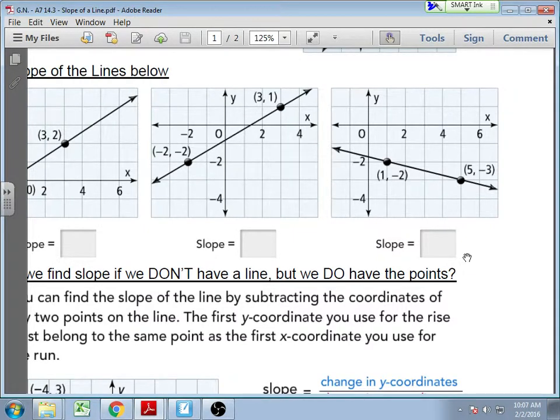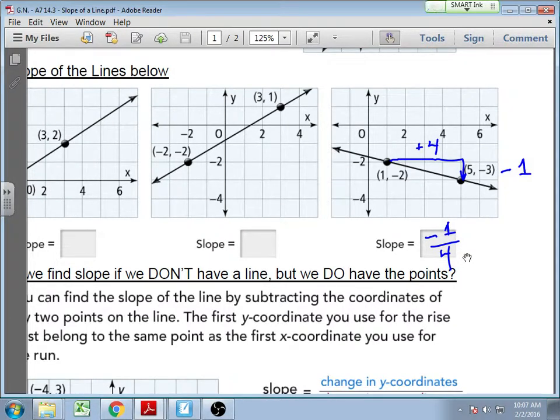So, okay, I don't know if it's negative or not, but that's what I did. So I got 1/4. So my horizontal, I went to the right 4, so that's a +4. But since I went down, that's a -1. So it'd be a -1/4. Like we mentioned briefly yesterday, all lines that are increasing left to right have a positive slope. But here, as I go left to right, I'm decreasing. I know my slope's going to have to be negative.